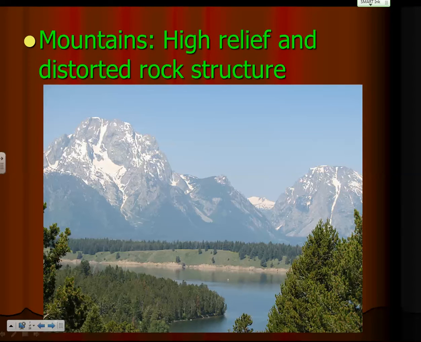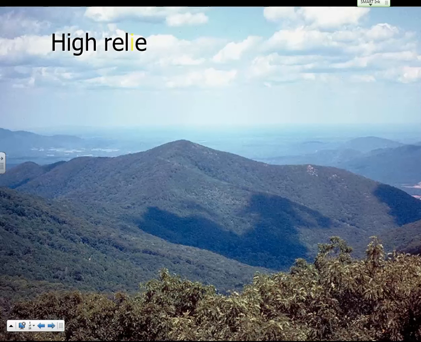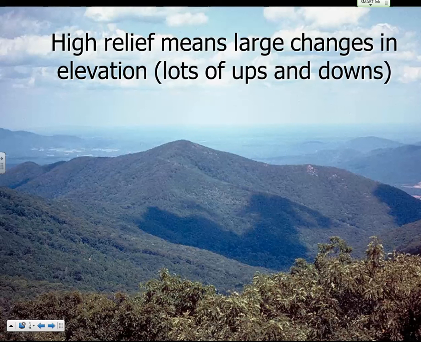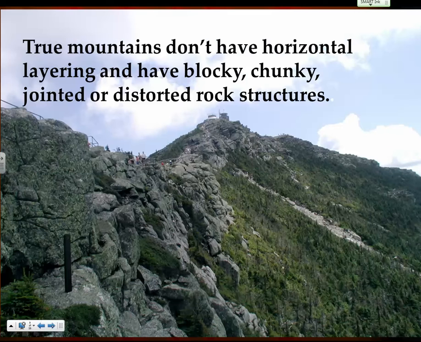So first landscape we'll talk about, mountains. Mountains have high relief and distorted rock structure. All right, what's high relief mean? It means lots of ups and downs, large changes in elevation. I know you've heard of relief maps. We have some in the classroom here.